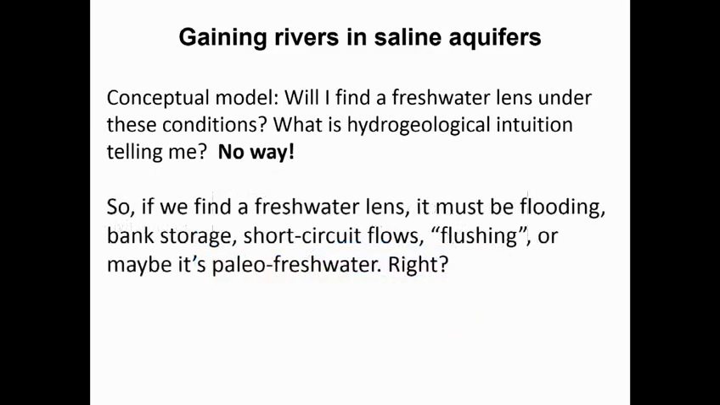So if we find a freshwater lens under those conditions, it must be due to flooding or bank storage or some short-circuit flows or flushing, or maybe the river's not actually gaining, maybe it's losing, or someone's even mentioned paleo freshwater. It could be some of these things, right? But let's just dwell for a second on hydrogeological intuition, because so far everything I've said is based on that.